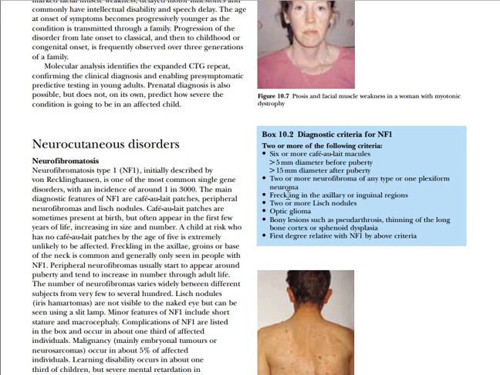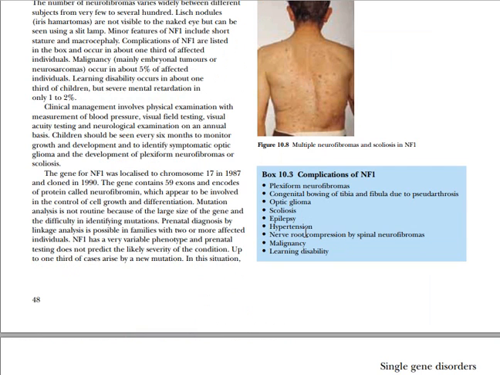You can also have freckling in the axillary or inguinal region. You can have 2 or more Lisch nodules. Lisch nodules are located at the level of the eye. You can have optic glioma. You have bony lesions of pseudoarthrosis. You can have pseudoarthrosis, thinning of the long bones, a first degree relative and all that.